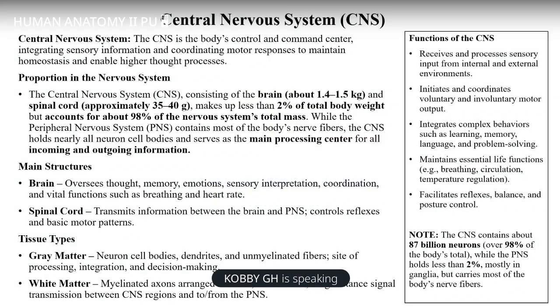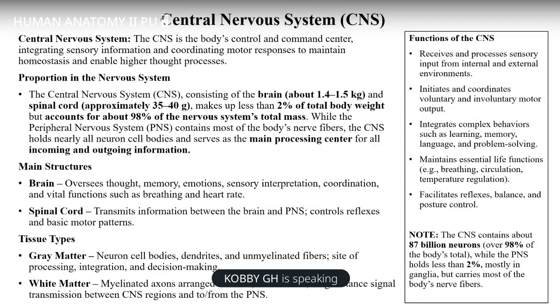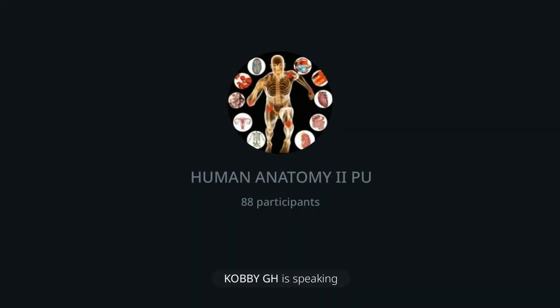So now let's look at the central nervous system. Remember we mentioned earlier that the central nervous system consists of the brain and the spinal cord. And then we look at the two divisions of the nervous system: the central nervous system and the peripheral nervous system. Now we are going to take each division one after the other. We are going to start with the CNS, the central nervous system.